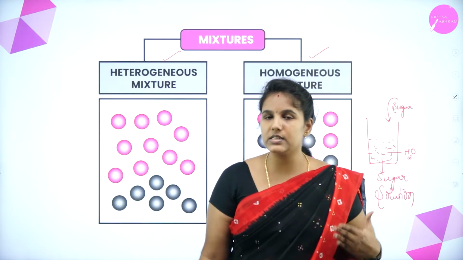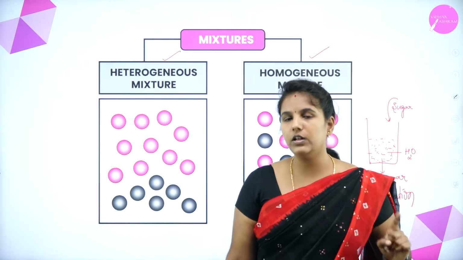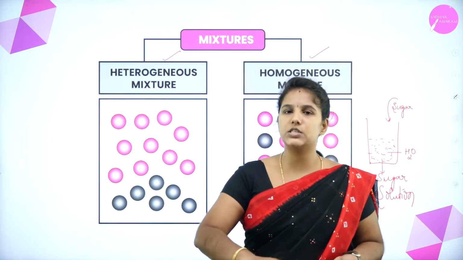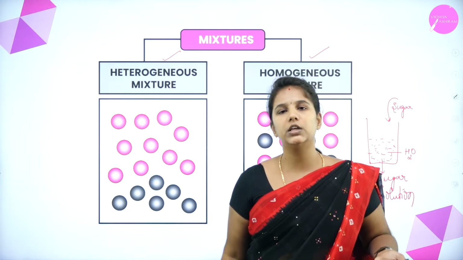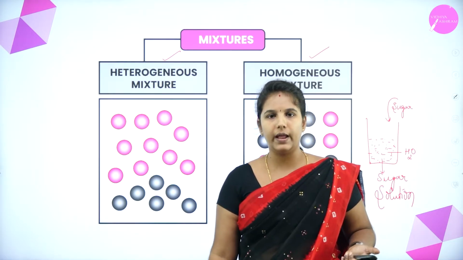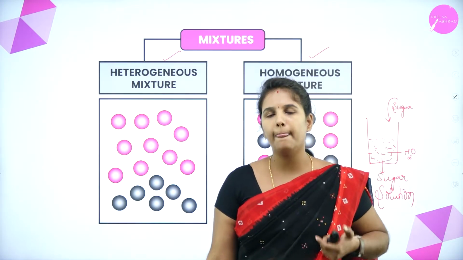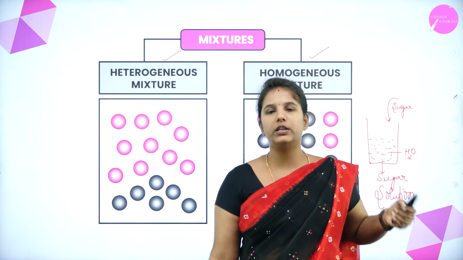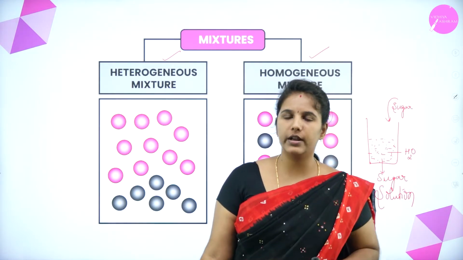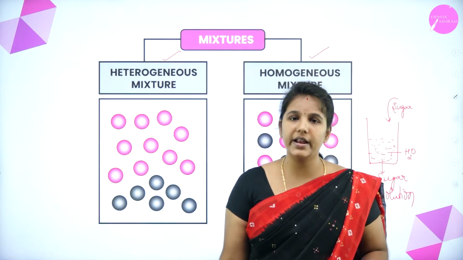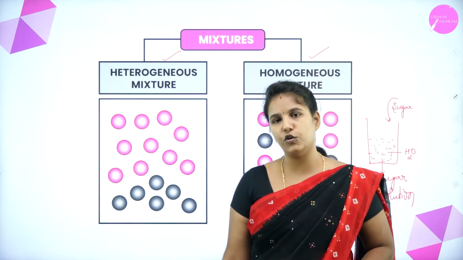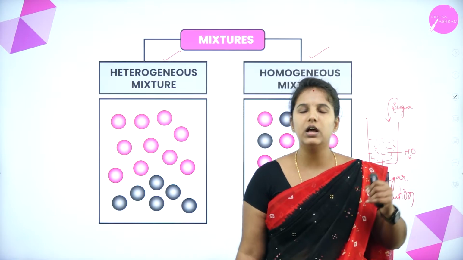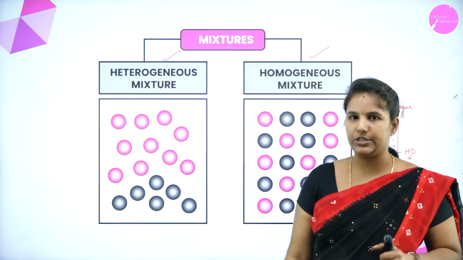When can we say that it is a homogeneous mixture? Only when the constituent particles are distributed uniformly throughout the system. Then only we can say it is a homogeneous mixture. Examples are salt and water, or sugar and water, or lemon and water. Lemon juice and water is an example of a homogeneous mixture.